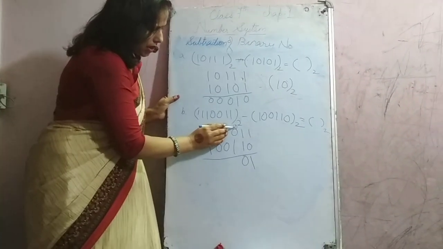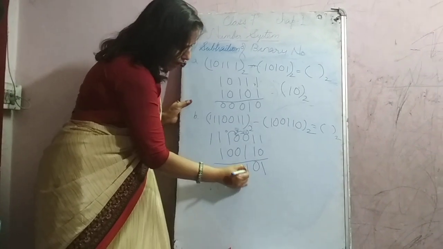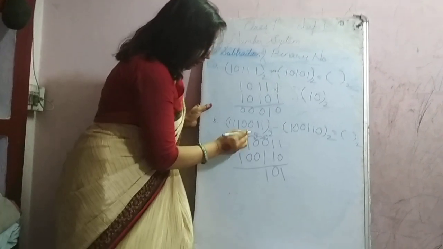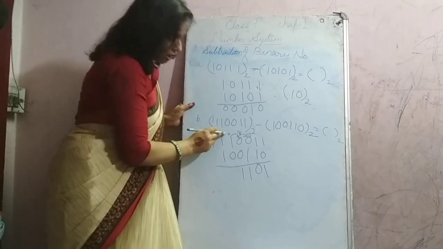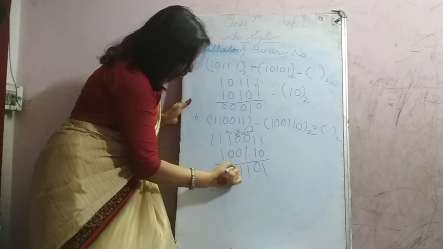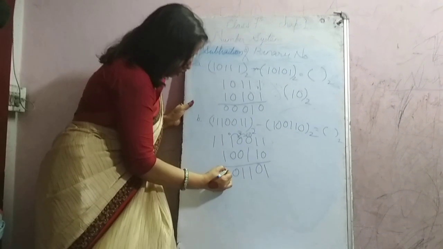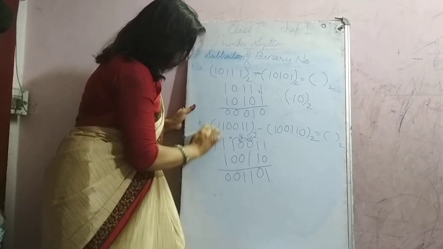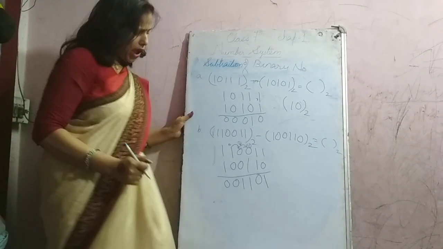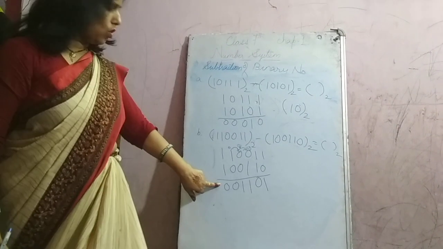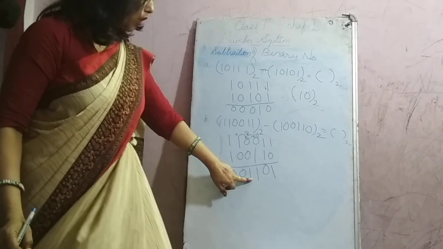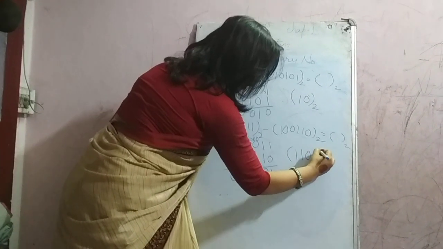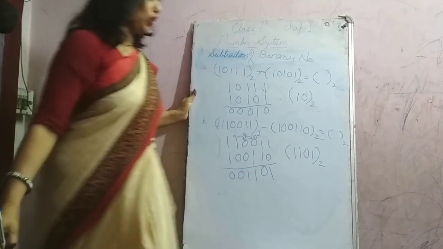Now, 1 0 minus 1 will be 1. As we have already seen, 1 0 means 2. 2 minus 1 is 1. Now, 1 minus 0, it will be 1. 0 minus 0 will be 0. 1 minus 1 will be 0. Okay. So, again, it is starting with 0. So, from the third digit, we are going to see. What will be the answer? 1 1 0 1. This will be the output.